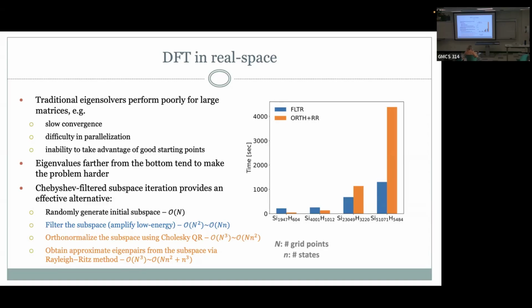So as you can see, these are silicon quantum dots going from about 2,000 atoms, 4,000, to 50,000. And the steps that scale with N squared or N cubed dominate in terms of computation costs.